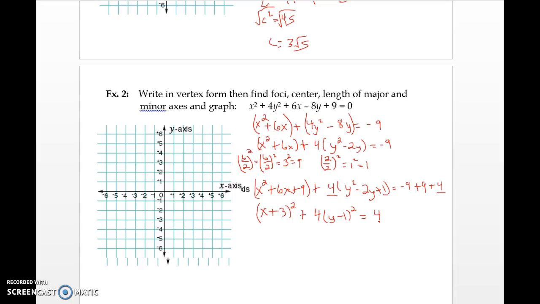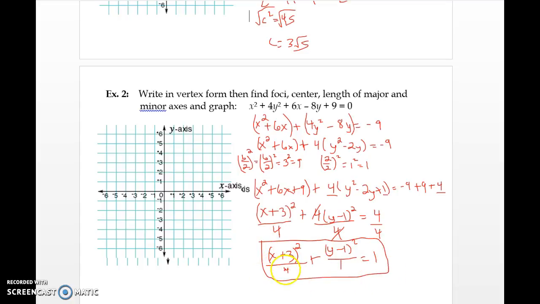Last step, your ellipse equation always has to equal 1. So I have to divide everything by 4 because I want to get this number on the right to equal 1. And so your final answer, these will cancel out. Your final answer is x plus 3 quantity squared over 4 plus y minus 1 quantity squared. 4 divided by 4 is 1, and that will equal 1. Now we have our vertex form equation.